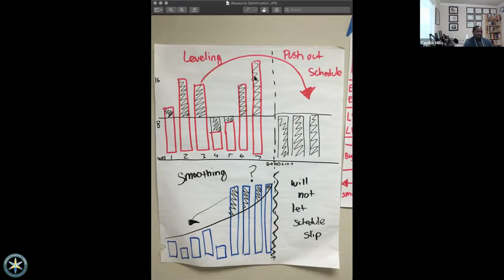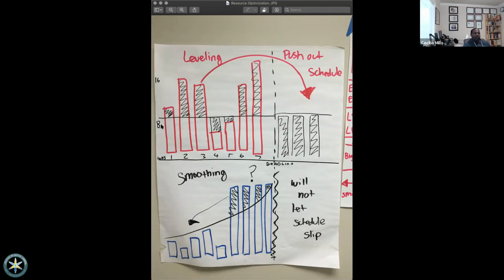So here's leveling and smoothing. Leveling will push out the schedule. Here's the idea. We have some project with these periods, and these are weeks. In week 1, we need a resource for 10 hours. In week 2, 16 hours a day. Week 3, and so on and so forth. Then we turn around and find out we have to use union labor, and we can't go over 8 hours.